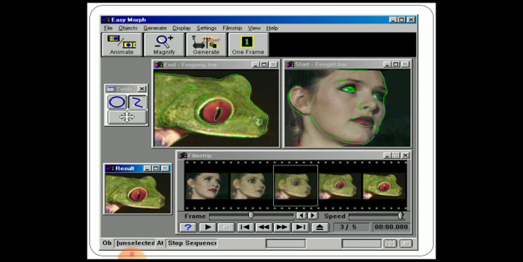Now, here is an example. You can see you have an animal and then a human being. What they have done is morphed this human face onto the animal face. I guess this is a chameleon over there, right? So this is how you can morph. You can hide one form into the other form. That's basically called morphing.